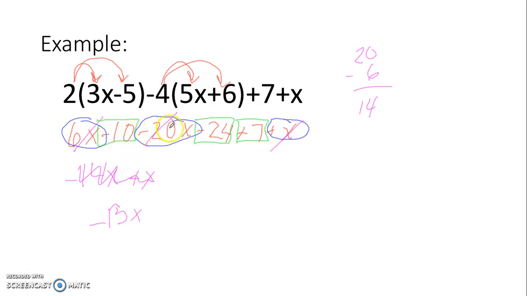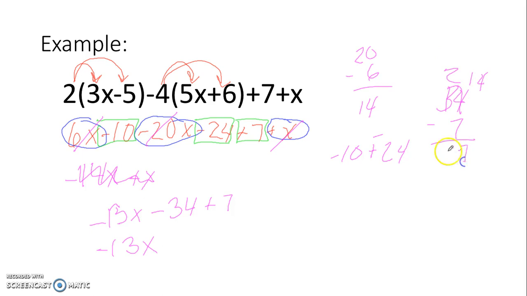Okay, now we have negative 10 minus 24. Okay, so negative 10 minus 24, that's the same thing as keep, change, opposite. So negative 10 plus negative 24 is negative 34. And then we can't forget the plus 7. Okay, so rewrite it, negative 13x. We have negative 34 plus 7, which is the same thing as 34 minus 7. Okay, we gotta subtract. Okay, so it gives us 27, and that is still negative. So we have negative 13x minus 27.